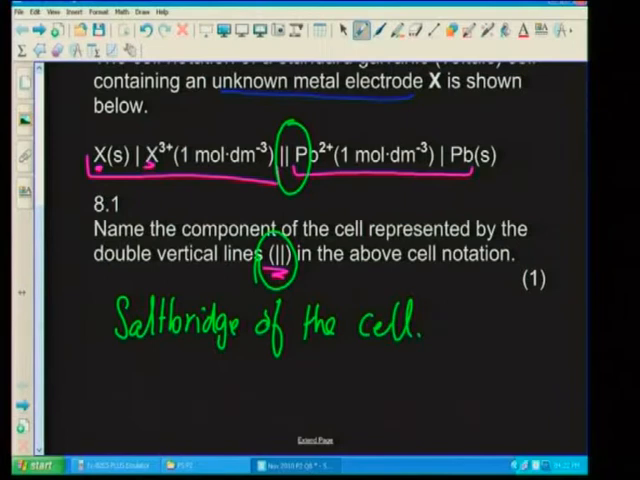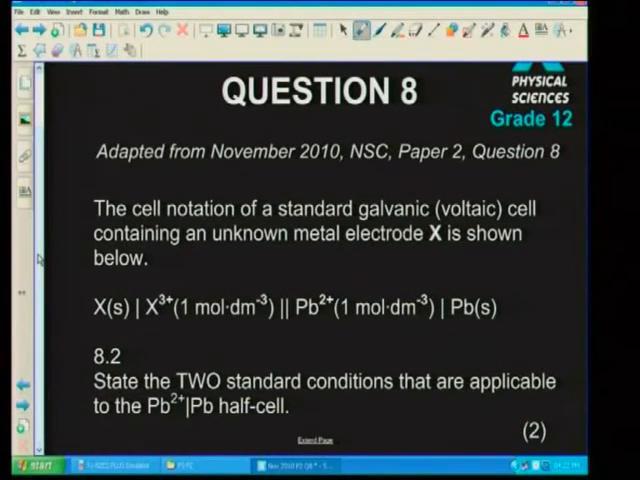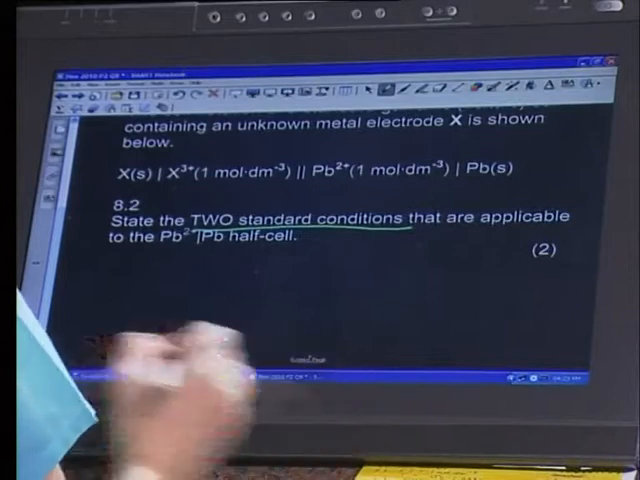Okay, let's look at question 8.2. Now, from there, they tell us that we need to state two standard conditions that are applicable to this specific lead half cell. Now, remember, when we work with standard conditions, those refer to conditions that are kept standard in all reactions that we do for these specific experiments. And because we are working over here with a reaction where we have liquids that are solutions, there are two standard conditions that we look at.